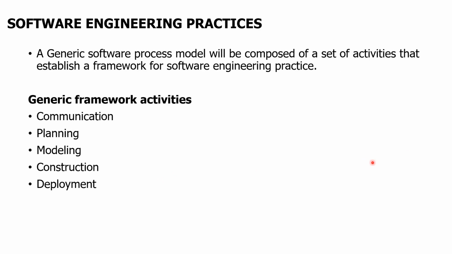So the next one is the software engineering practices. It is a generic software process model which will be composed of a set of activities that establish a framework for software engineering practices. It means that a generic model will be applicable to all the process models. So that's why we call it a generic software process. So each and every framework consists of communication, planning, modeling, construction, and deployment.